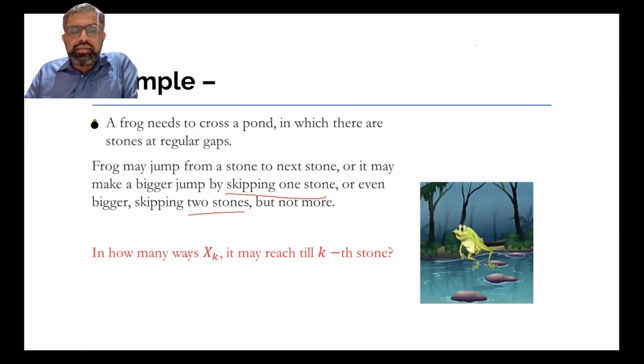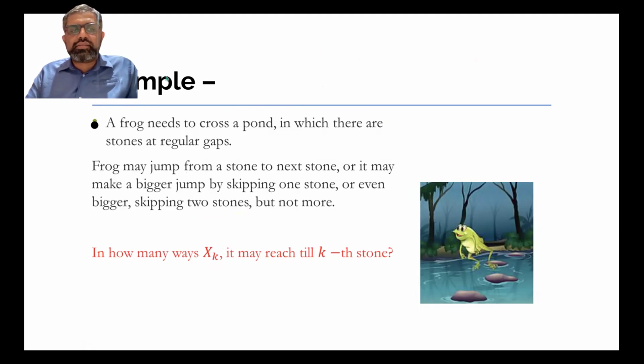Suppose we write down the number of ways as x. x is the number of ways to reach a certain stone. Suppose there is a kth stone, so reaching the kth stone is xk. Suppose it's the first stone, so reaching stone number 1 is x1. Reaching stone number 2, the number of ways is x2. So we want to count in how many different sequences of jumps it can reach from one edge of the pond to the other edge. So let's write it down.